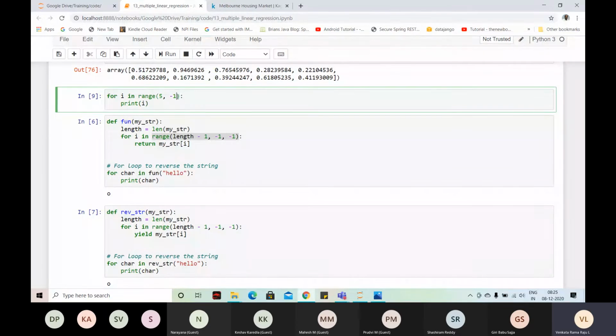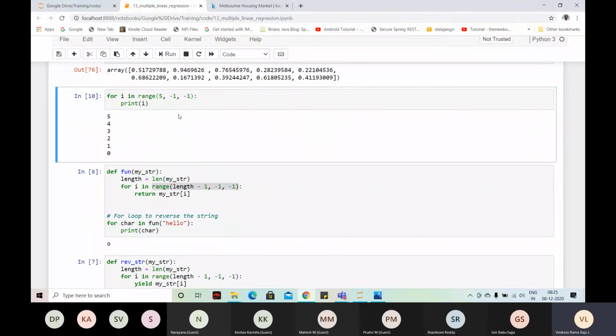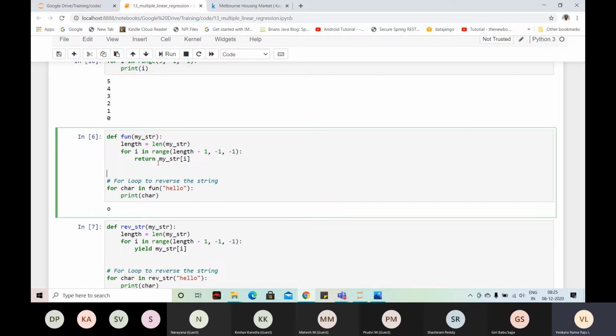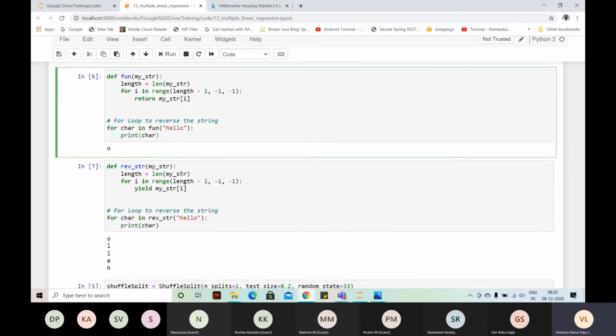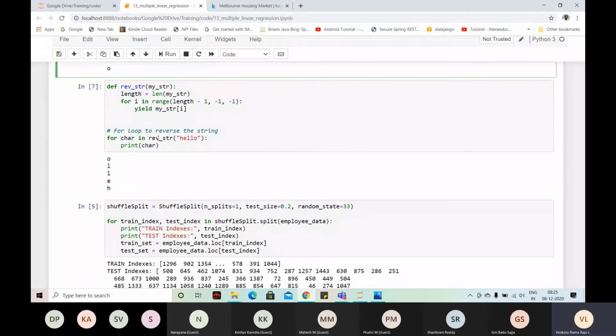Maybe I should give -1 also here. Yeah, so stepping is needed. It is actually starting at 5 and then stepping -1, -1. So when you use return, it took the last index and just came back. That's where you got O only. Hello, O only.